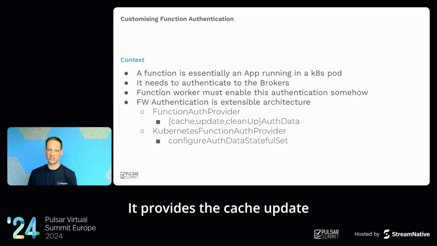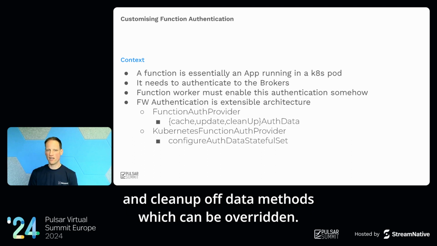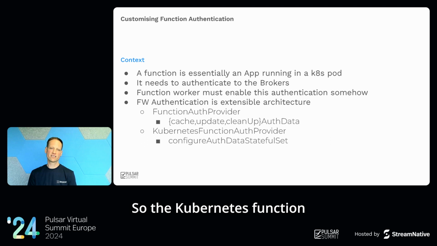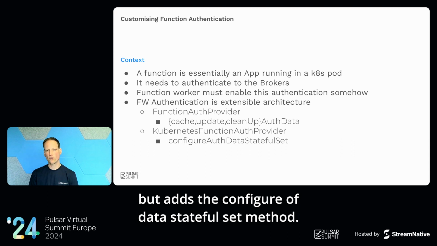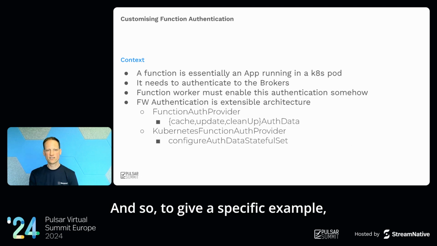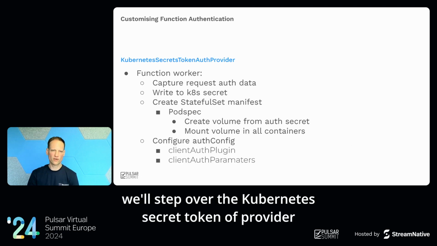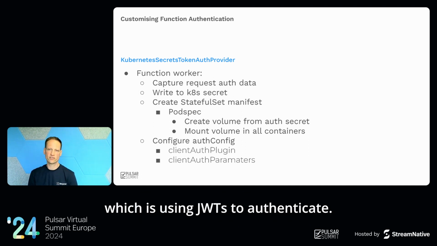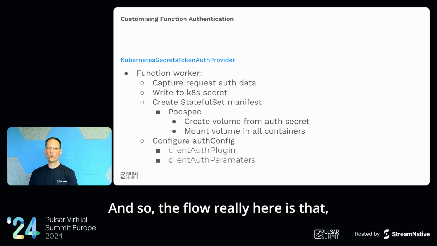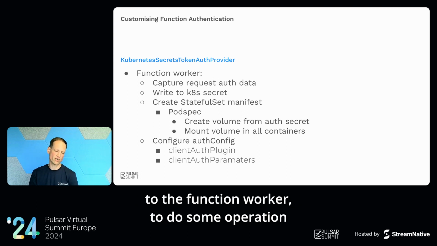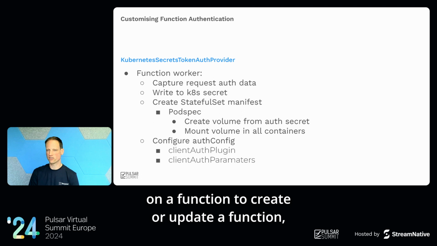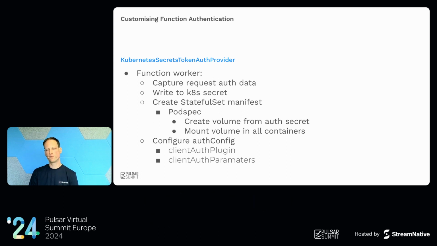It provides the cache, update, and cleanup auth data methods, which can be overridden. So the Kubernetes FunctionAuthProvider implements the standard FunctionAuthProvider, but adds the configure auth data stateful set method. And so to give a specific example, we'll step over the Kubernetes secret token auth provider, which is using JWTs to authenticate. And so the flow here is that when an HTTP request comes in to the function worker to do some operation on a function, to create or update a function, the token.